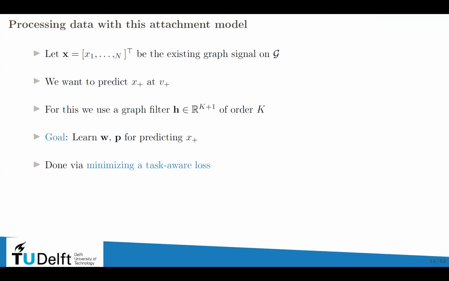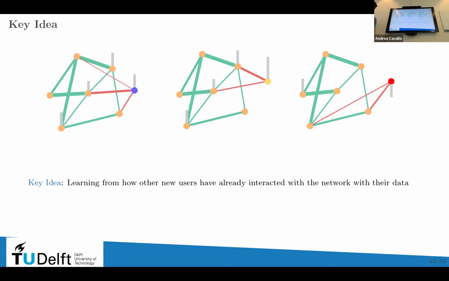A small example of this would be, let us have an existing graph signal X, and we want to predict the new signal at the new node. And let's say we already have a filter which we want to use, and the goal is, how do we learn this for predicting a new node's signal? So this is a direct mapping between a task you want to do and how to learn W and P for this process. And of course, we want to learn it, so we need data, we need data driven things, we need to minimize a loss function at some point.